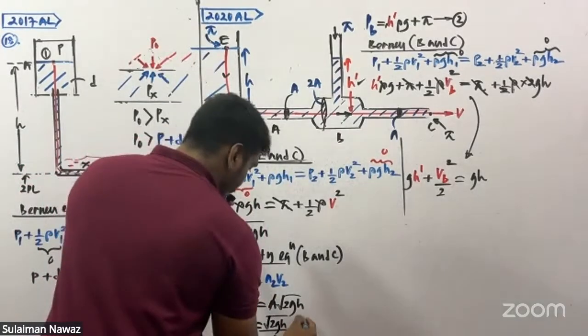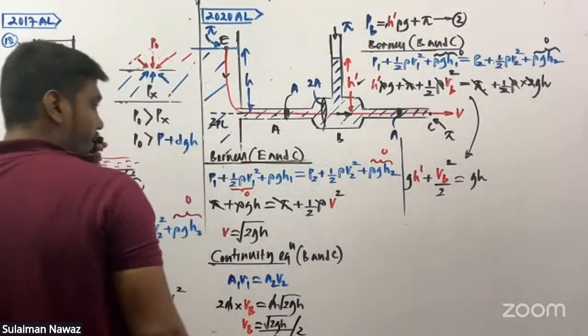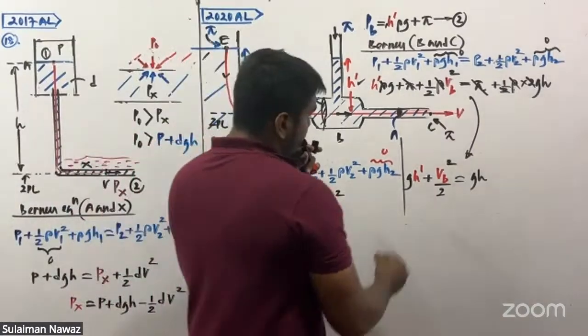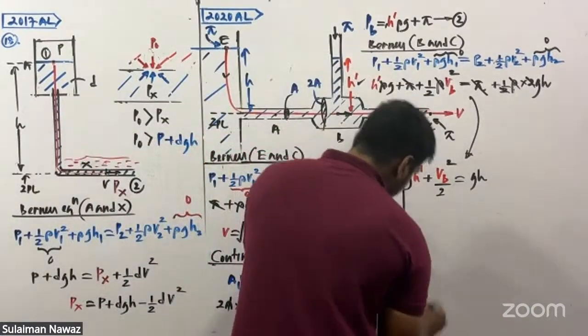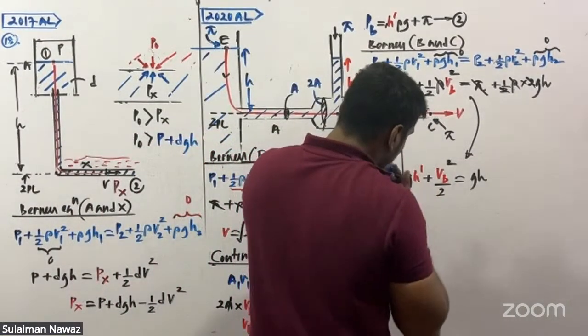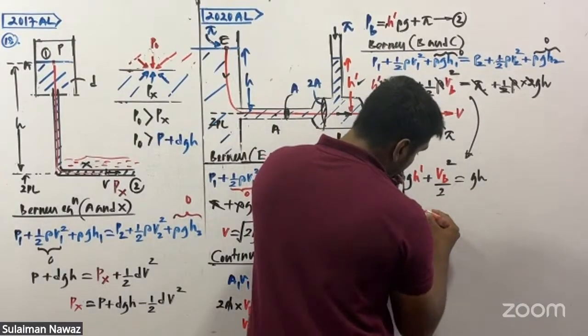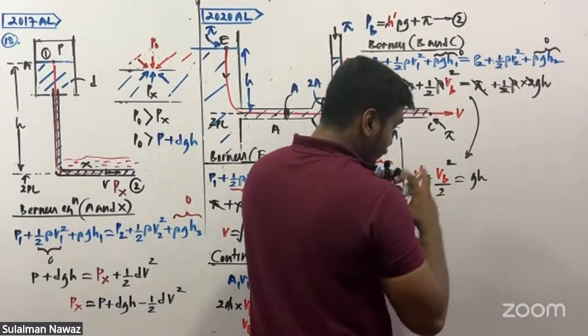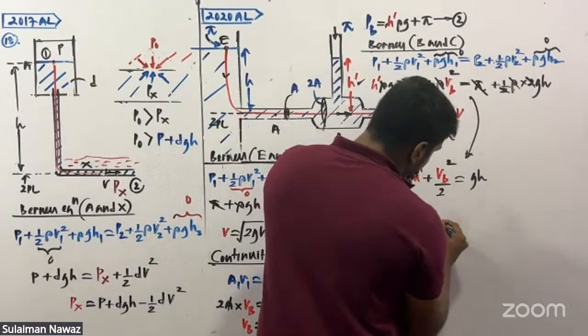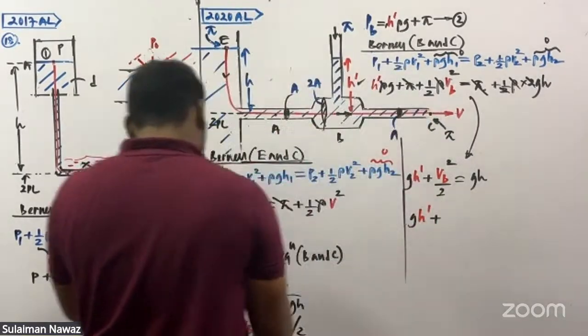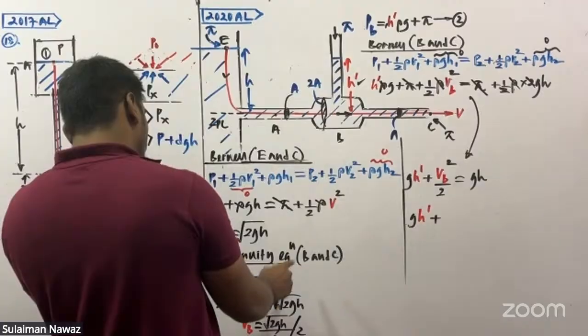Finally done. Now I think I can get the answer. I'm really closer to the answer. Let's see whether I can get the answer for H dash. Very complex question, I agree, but a nice question. VB is root 2gh over 2.